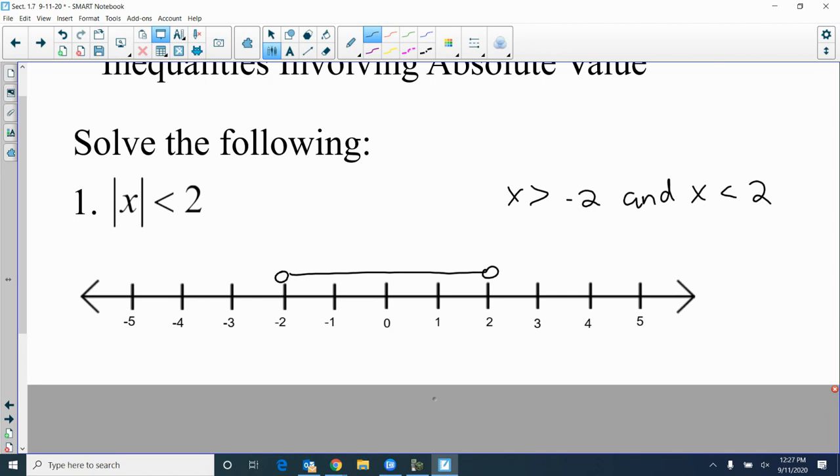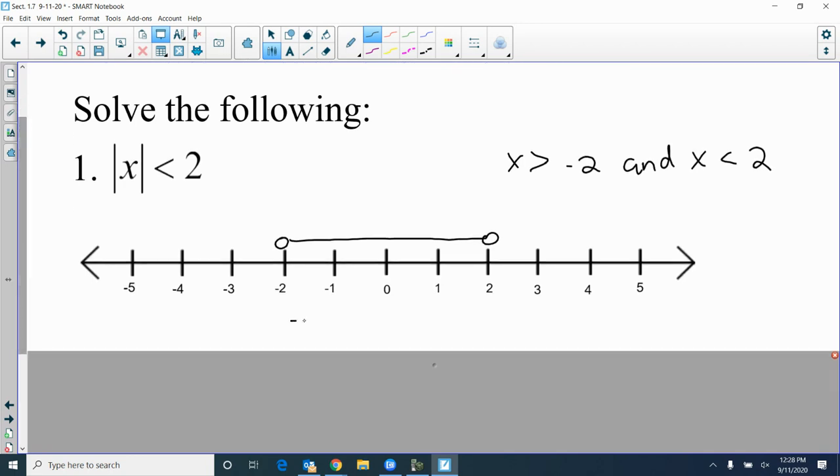Okay, you do not continue it all the way to -infinity because once you get past -2, think about this. -5, what's the absolute value of -5? It is +5, and that is not less than 2. So you have to trap it between. Now there's another way you can write this, which means the same thing. You can say -2 is less than x is less than 2. Okay, those are equivalent to each other.